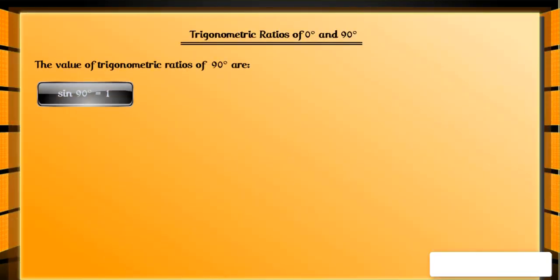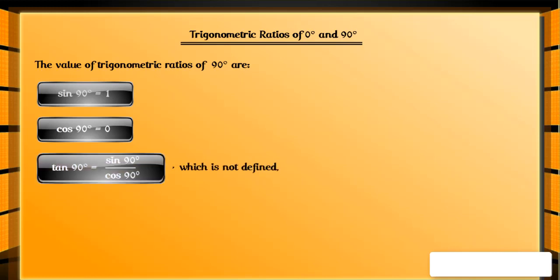Sin 90 degrees is equal to 1. Cos 90 degrees is equal to 0. Tan 90 degrees is equal to sin 90 degrees upon cos 90 degrees, which is not defined.